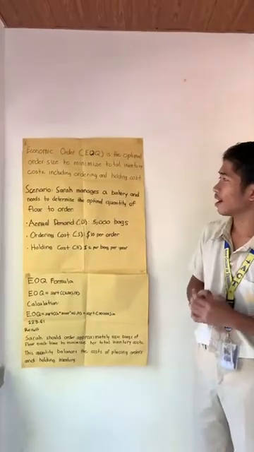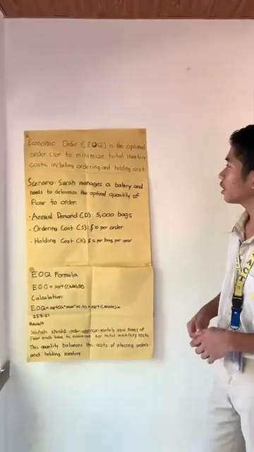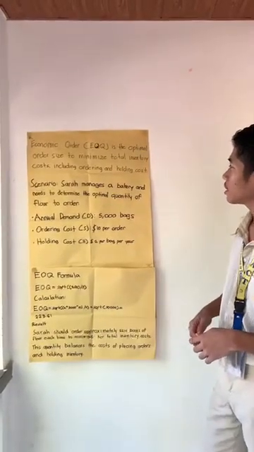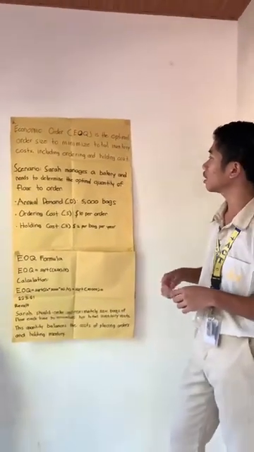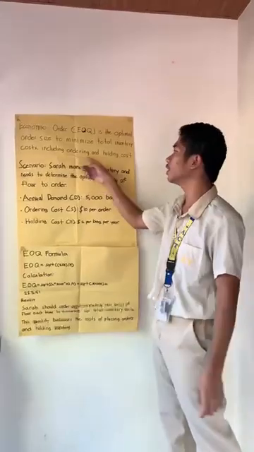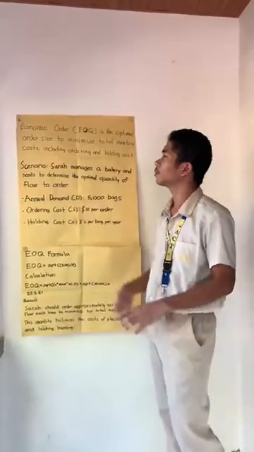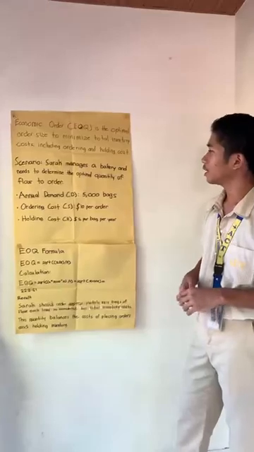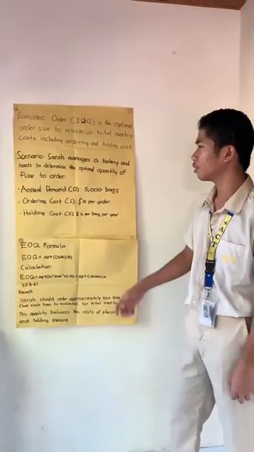And this is the next topic, about EOQ. Economic order quantity, or EOQ, is the optimal order size to minimize total inventory cost, including ordering and holding costs. And this is a scenario. Sarah manages a bakery and needs to determine the optimal quantity of flour to order.